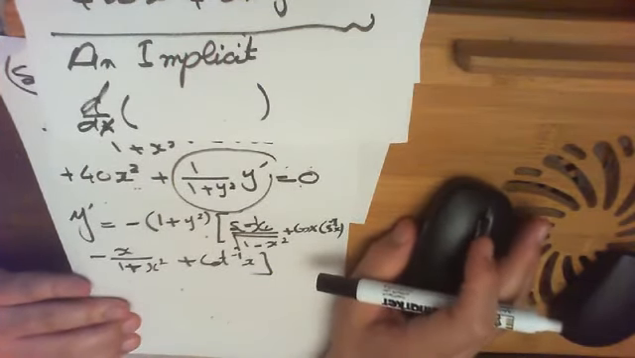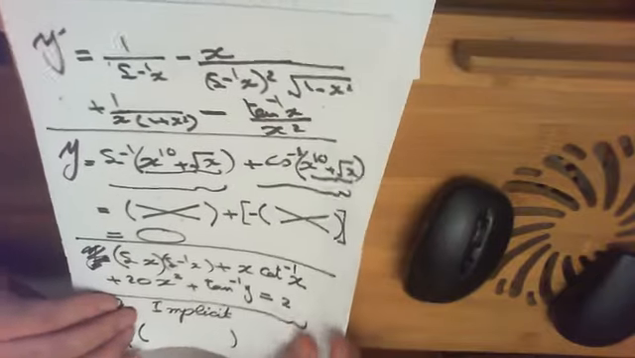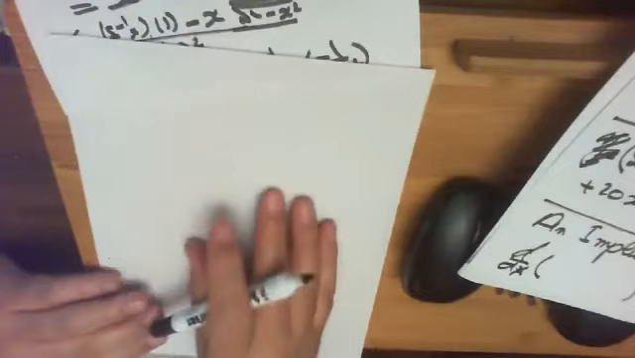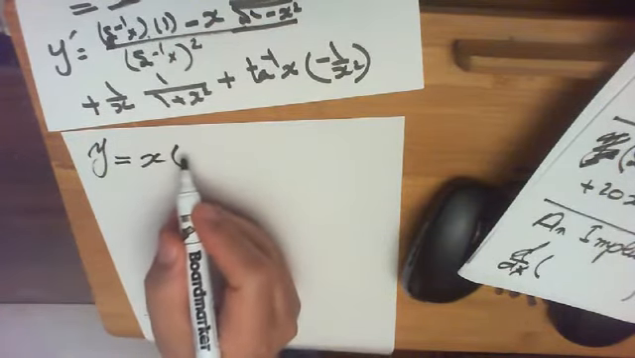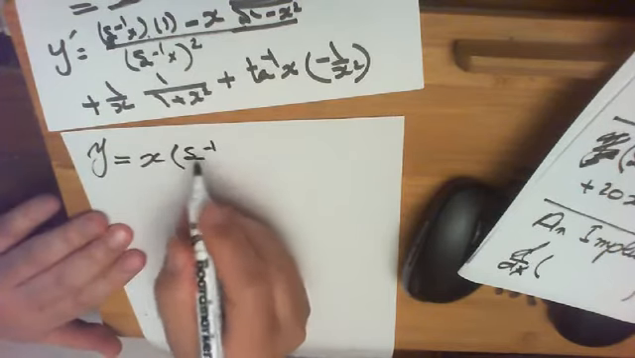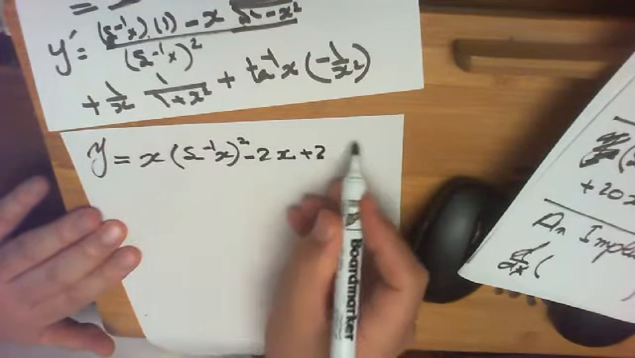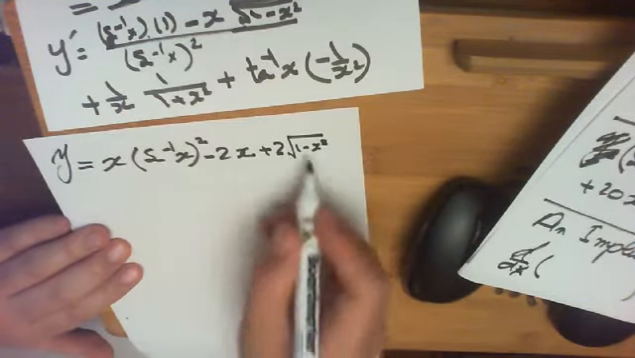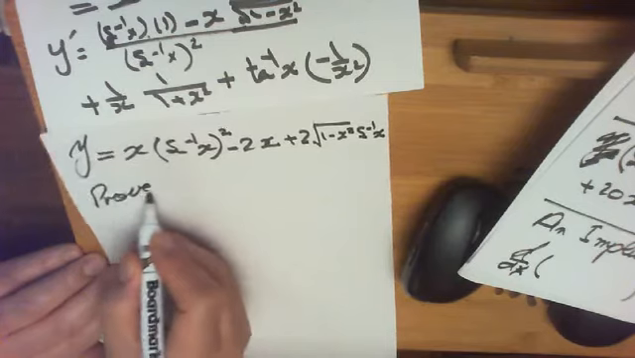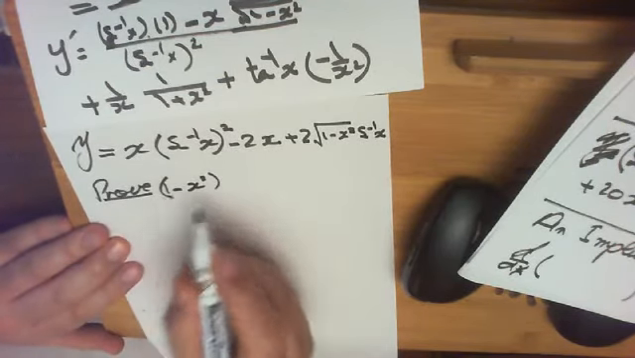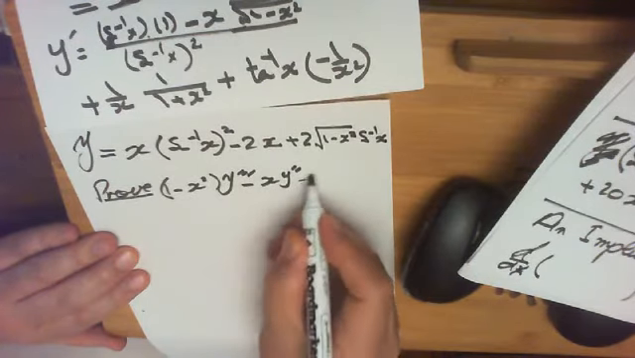Okay, now enter page 25. Differentiate with respect to x and simplify to prove some requirement. Okay, we are given y equals x times sine minus 1 x all squared minus 2x plus 2 root 1 minus x squared times sine minus 1 x. We are required to prove that 1 minus x squared y double dashes minus x y dash minus 2 equals 0.